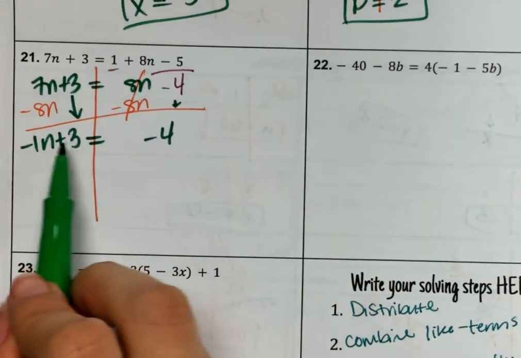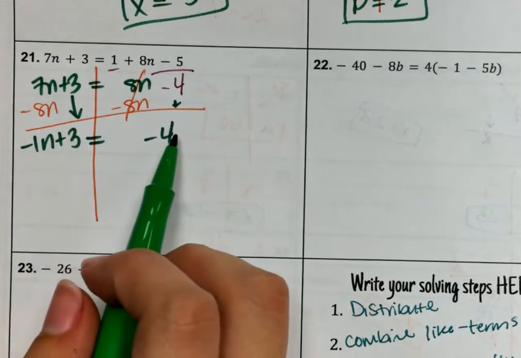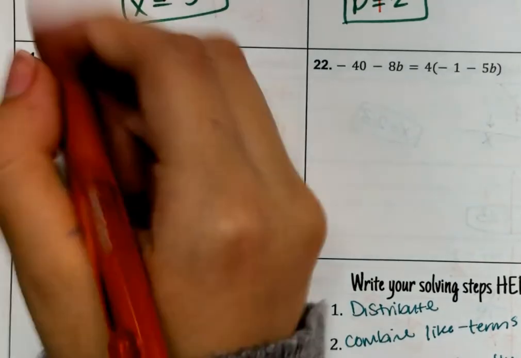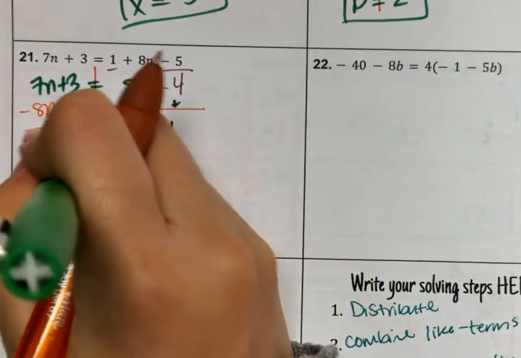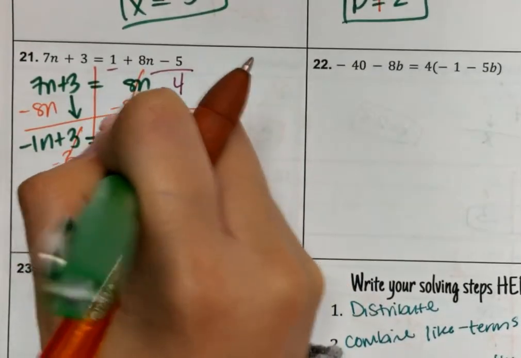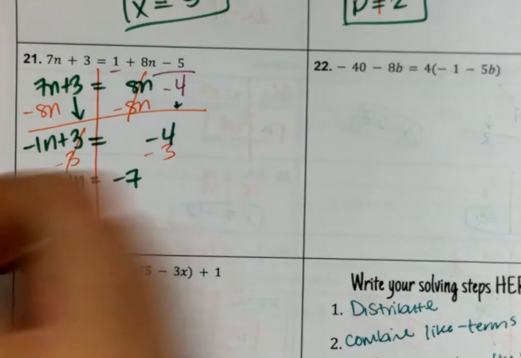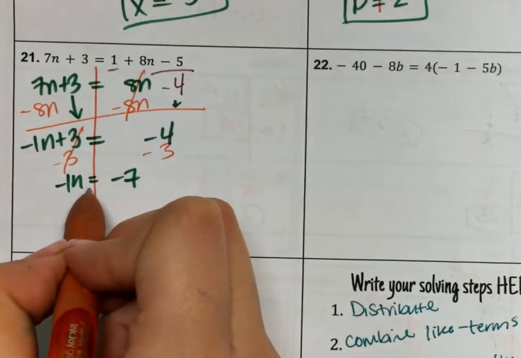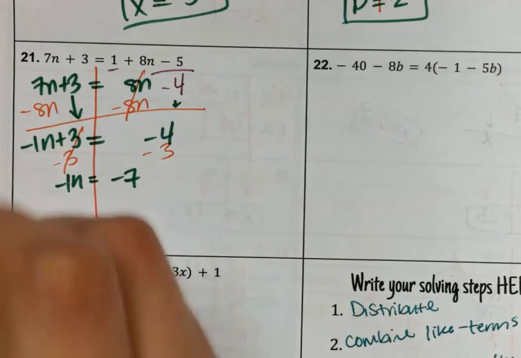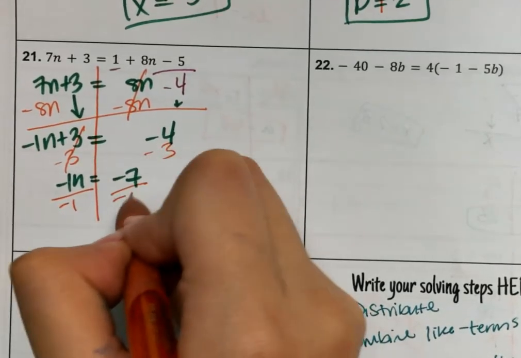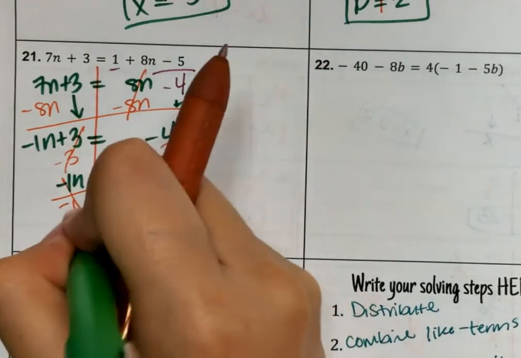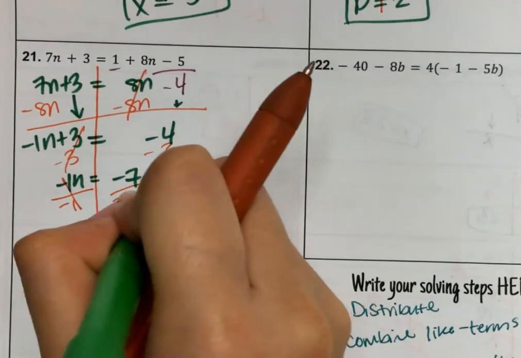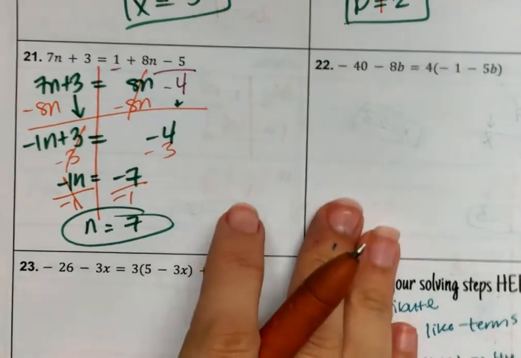Now I need to move this constant 3 to the same side as the negative 4. The opposite of a plus 3 is minus 3. So you get negative 1n equals negative 7. Your last step, because n is not by itself, it has a negative 1 being multiplied to it, is dividing by negative 1 on both sides. And negative divided by negative is positive. 7 divided by 1 is 7.